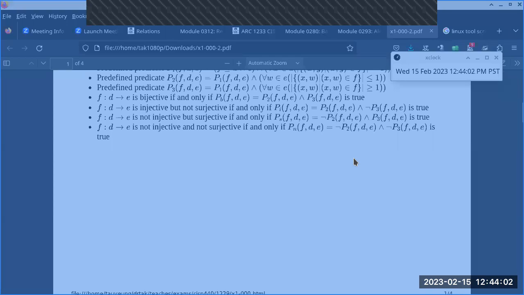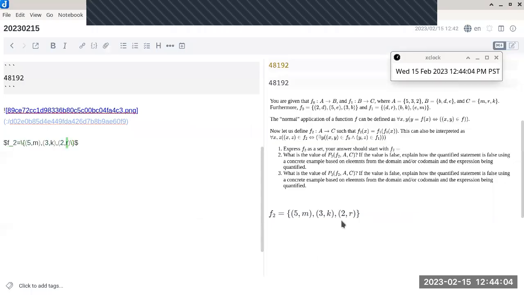So getting back to the question, is this an injection? Yep, it is an injection, because the codomain elements mapped to from each element in the domain are unique. They do not map to the same thing in the codomain. Okay, so it's injective. And then P3, go ahead.